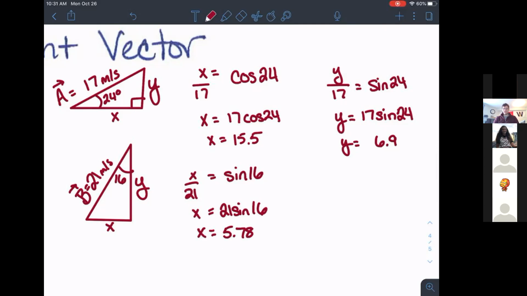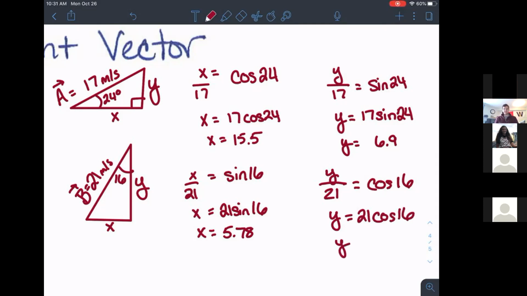Cosine of 16 equals y divided by 21. We're going to switch that to y divided by 21, right? No, you're good, just wanted to make sure. So how do we get y by itself? Multiply by 21 cosine of 16. And what is my y value here? 20.2.